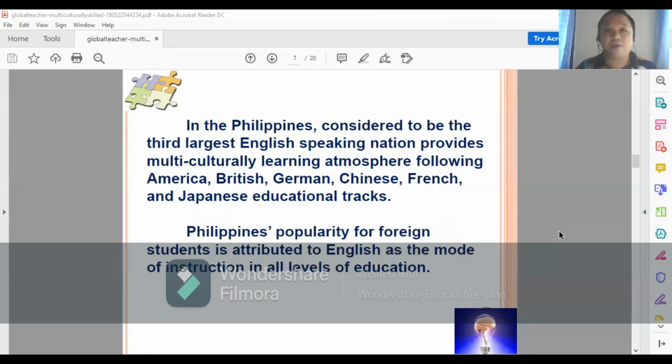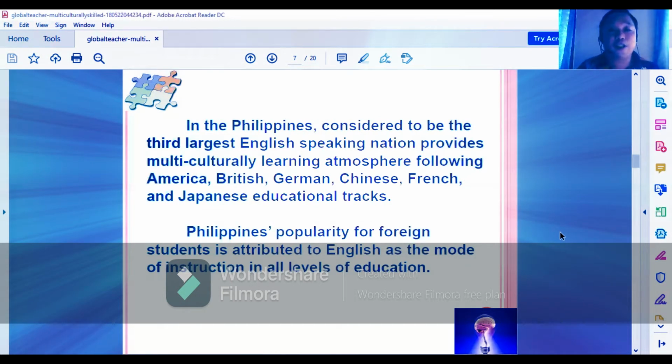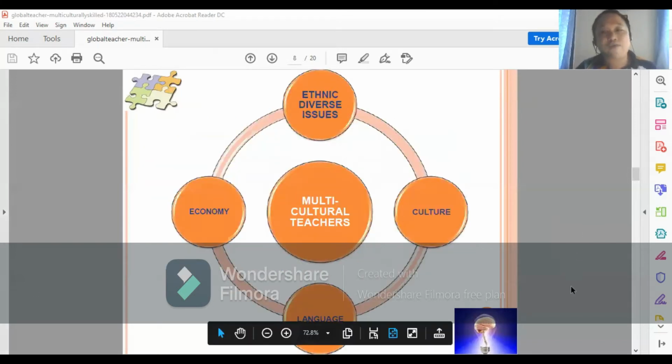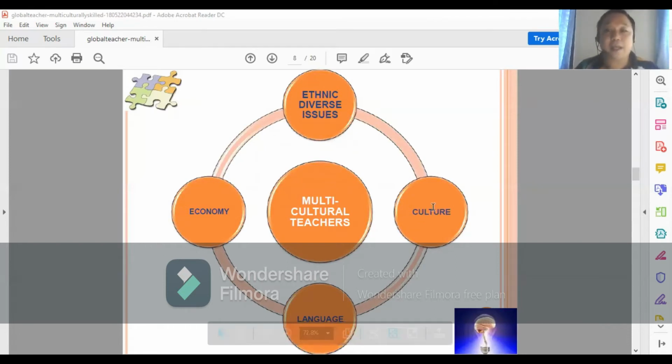The Philippines is also considered the third largest English-speaking nation, providing a multicultural learning atmosphere, following the American, British, German, Chinese, French, and Japanese educational tracks. The Philippines' popularity for foreign students is attributed to English as the mode of instruction at all levels of education. As you can see in our figure, here are the multicultural features, and here are the ethnic diverse issues, the influence of culture, language, and economy.